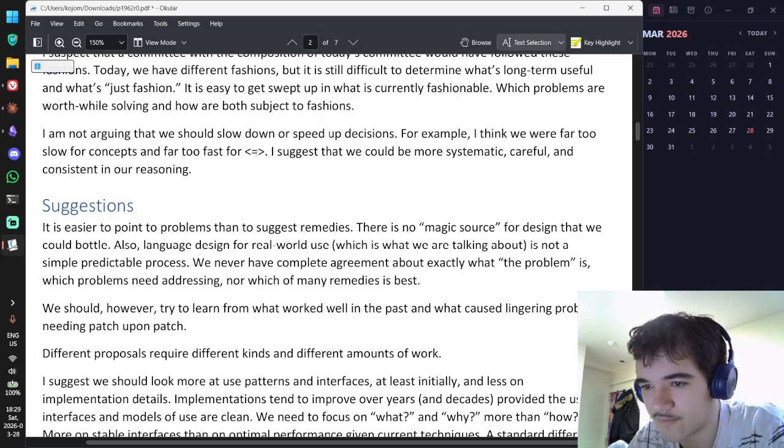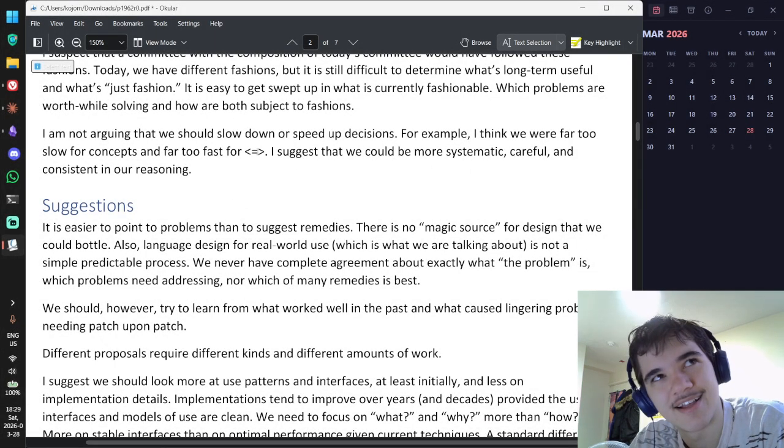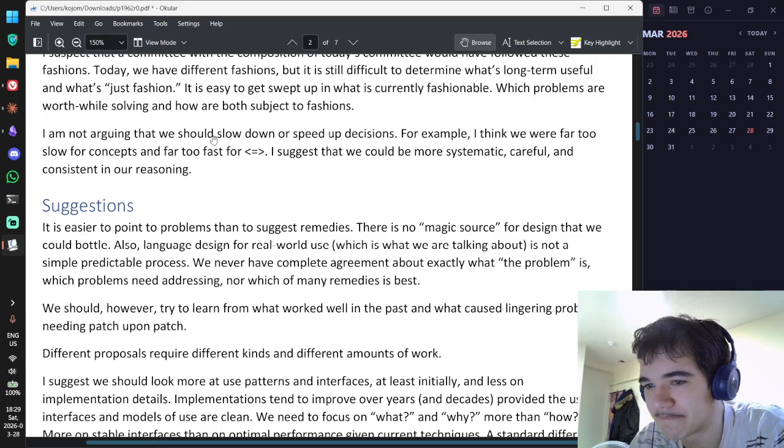By the way, I've never seen this operator before. Before like 2 days ago. So like that is crazy. Yeah, slow for concepts is interesting because I know that Bjarne wanted to add concepts.